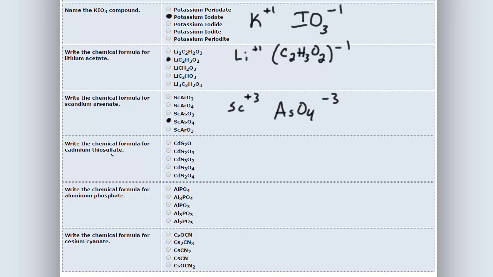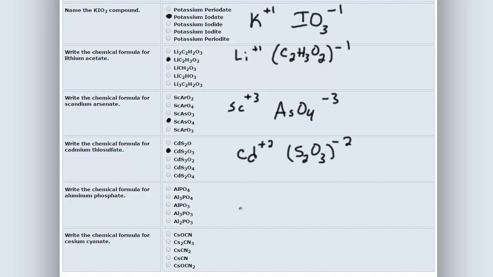Write the chemical formula for cadmium thiosulfate. Now cadmium is a +2 charge, and thiosulfate is going to be S2O3. S2O3, that has a -2 charge. This whole polyatomic ion has a -2 charge. +2 minus 2 equals 0. Cadmium thiosulfate. So CdS2O3 right here.